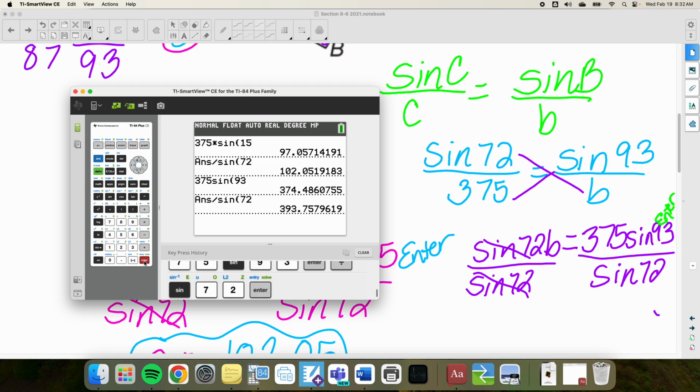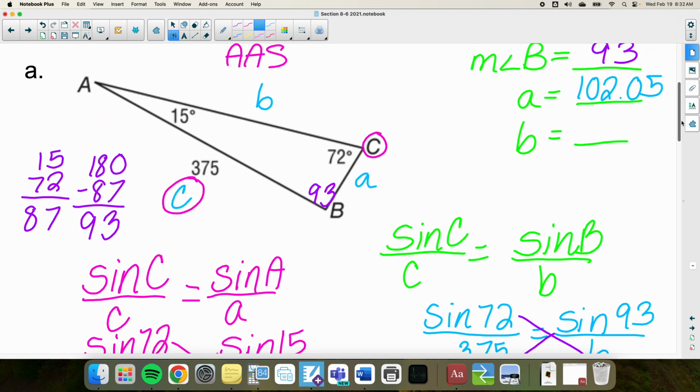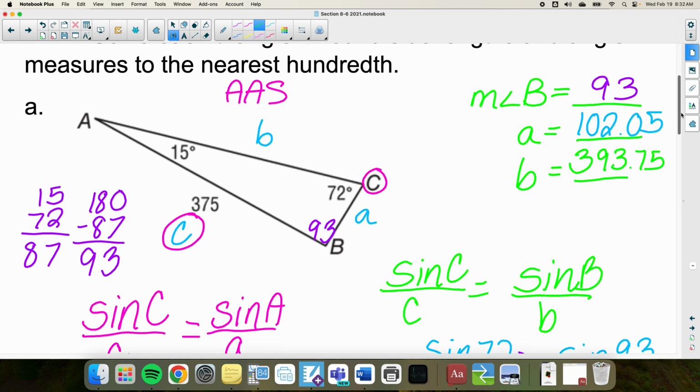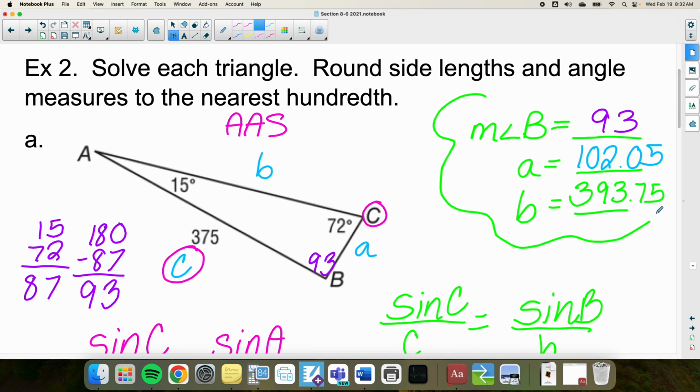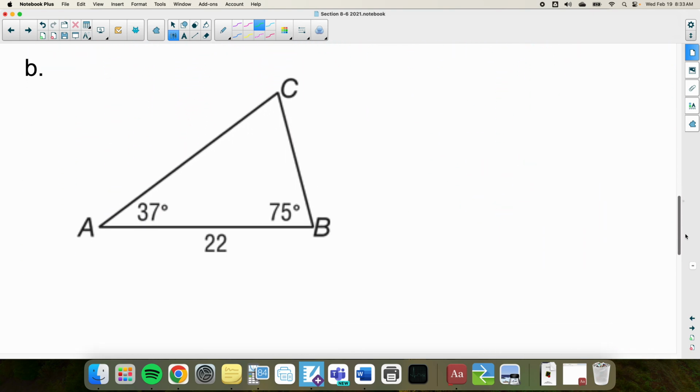Is this what you guys got? 393.76. So little b is 393.76, and then that would go here. And then this would be our answer. So again, if you're doing this on your test next week, that would be 6 points, 2 points for each one. Okay, so they take a while for sure.